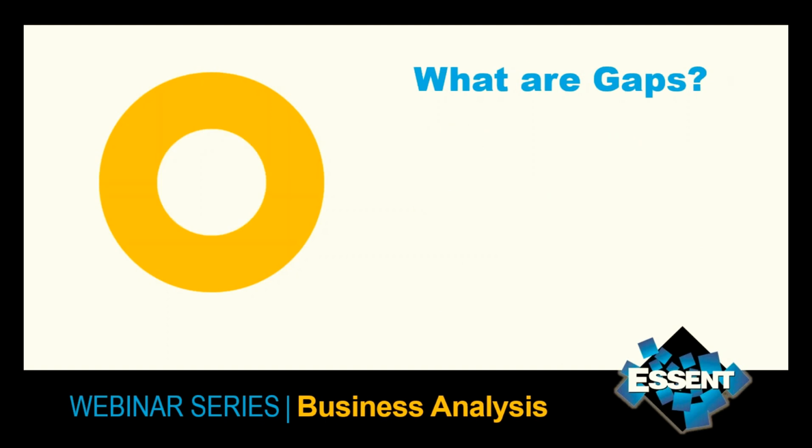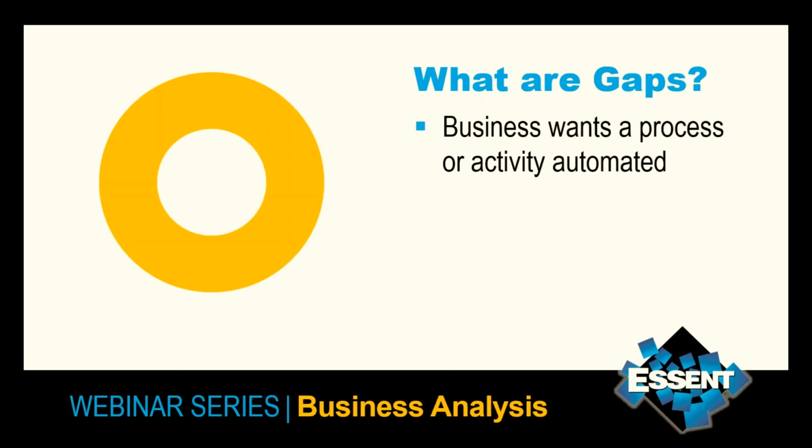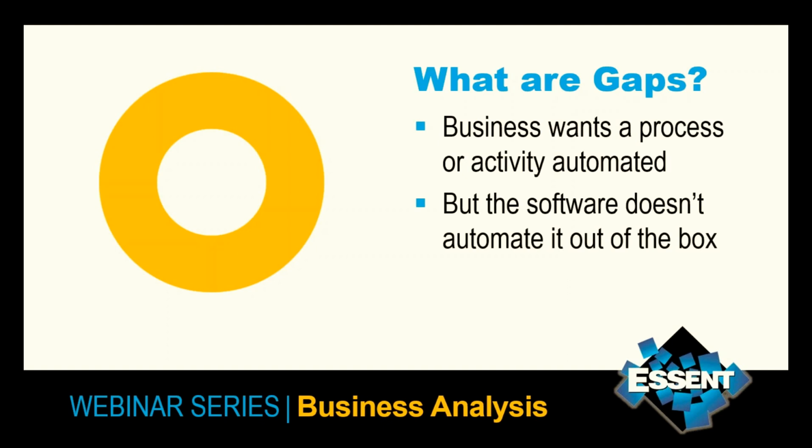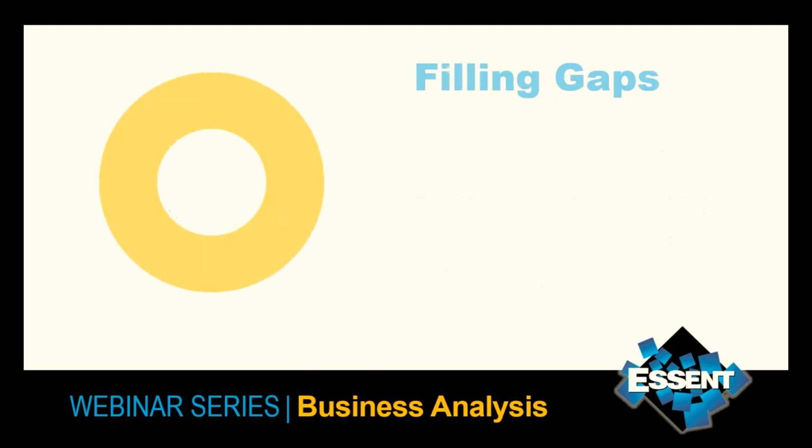A gap is the opposite. So the business wants a process or an activity automated, but the software doesn't currently have the functionality to automate it. So generally speaking, gaps are expected because no software system automates every unique business rule and process. And once a gap is identified, it's a matter of analyzing how to fill it.